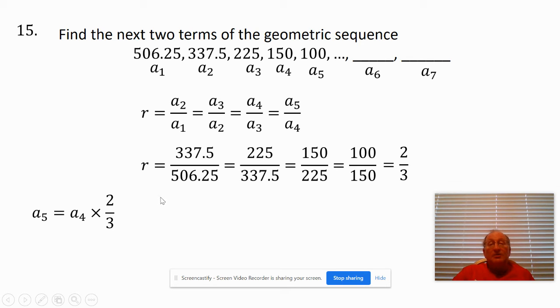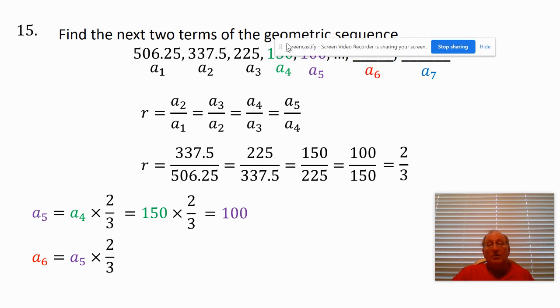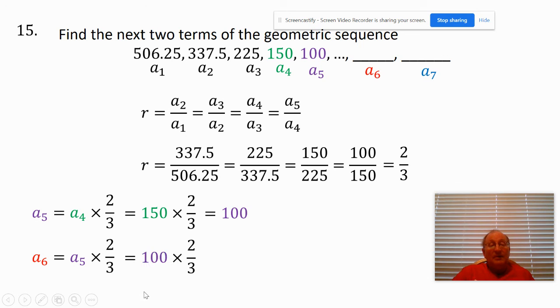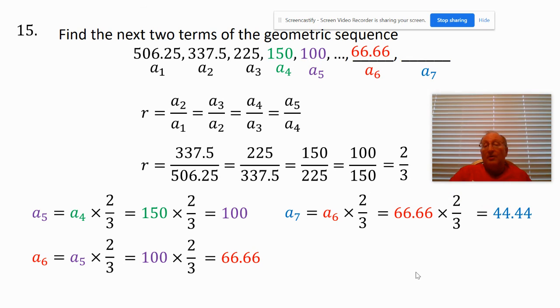So to find the next term, remember a sub 5 was the fourth term times 2/3. So basically, I'm going to take this 150 times 2/3 to get the 100. That was how I got the fifth term. So using that logic to find the actual sixth term, I'm going to take the fifth term times 2/3, which is 66.66. And then I'm going to take that one times 2/3, which turns out to be 44.44. So basically, I had to find the rate and just keep multiplying to find the next two terms.